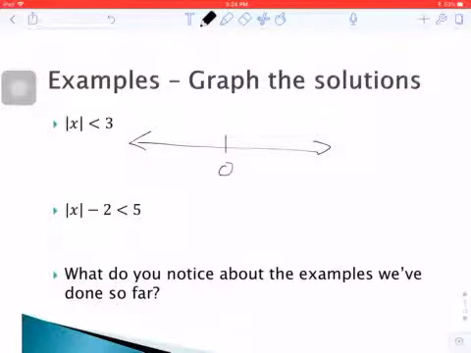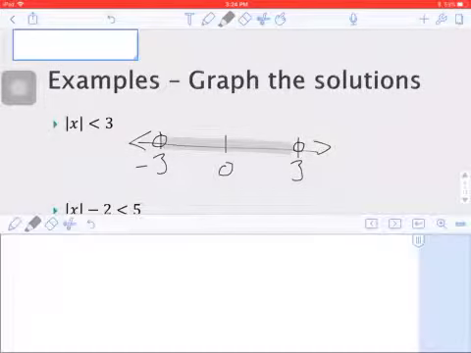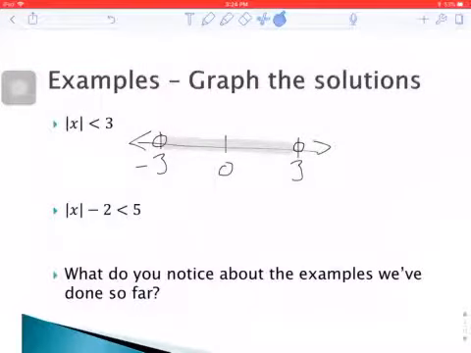And we have 0 here, and positive 3 on the right, negative 3 on the left. You are going to look at all the numbers in between the right and the left number. And so we're going to be shading between negative 3 and positive 3. And so that is the situation we've got there, and that's actually our answer.